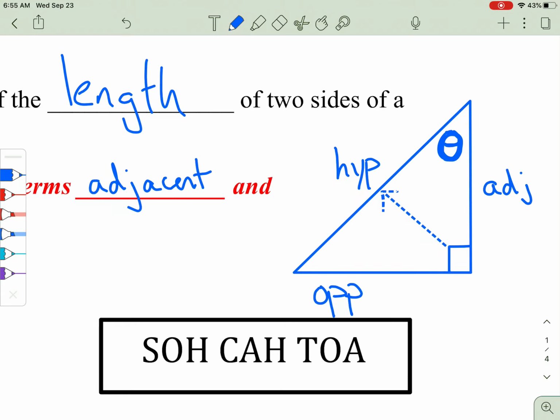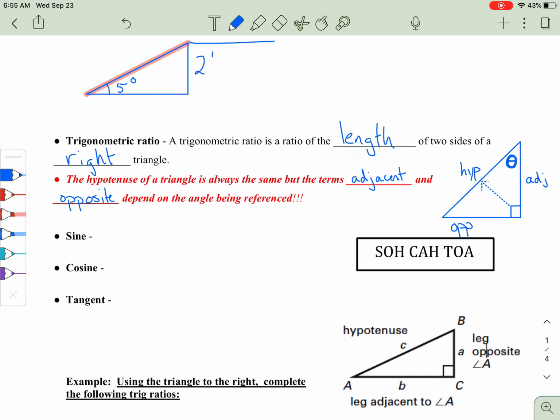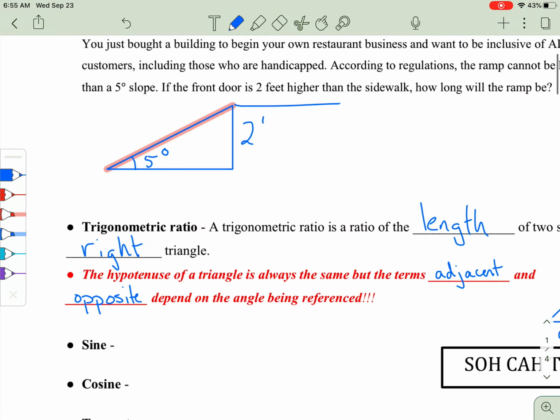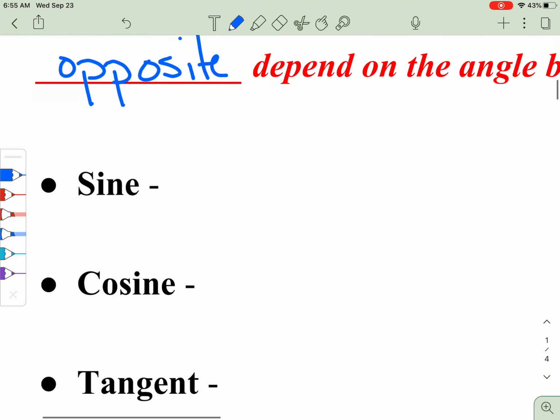They never reference the right angle because we always know what the right angle is. We know that this is 90 degrees. So they're only ever going to talk about this angle or this angle. All right, so how do we solve when we have a problem like we did up here? Well, we're going to use sine, cosine, and tangent.